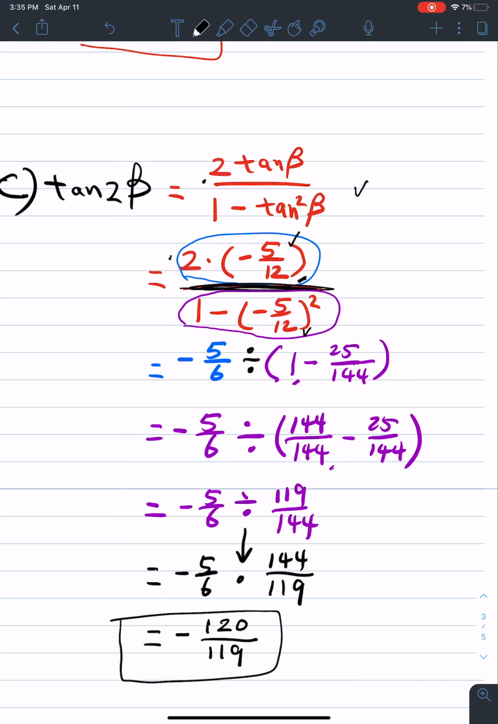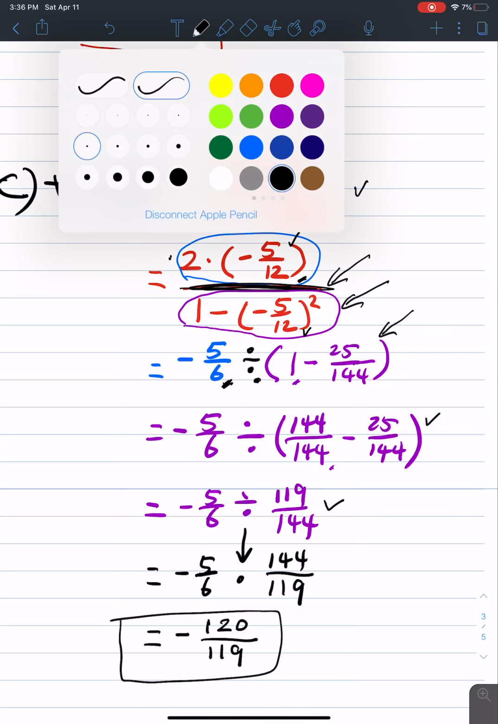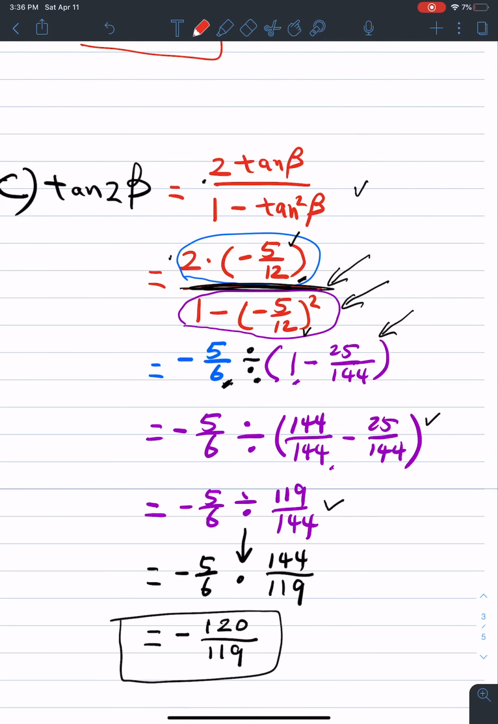So you multiply the one on the top, you get that one, the blue one. And then right here, divide. And then the purple one. Do you see the purple one? Combine them. I need the same denominator. After we combine them, I get 119 over 144. But don't forget, they can simplify. They both divide by 6.